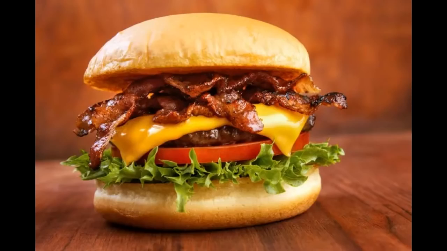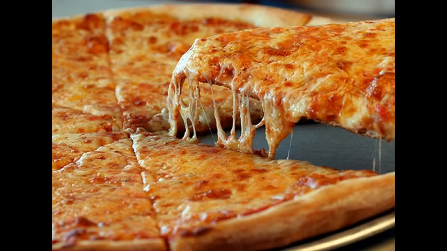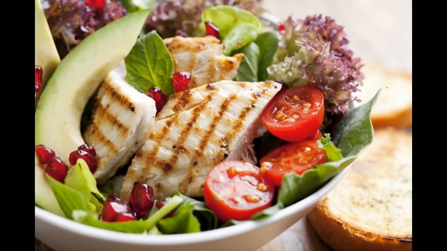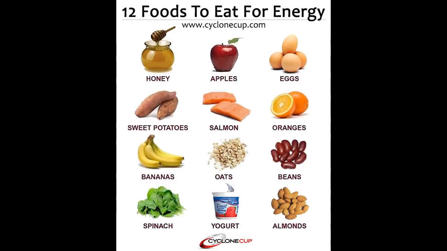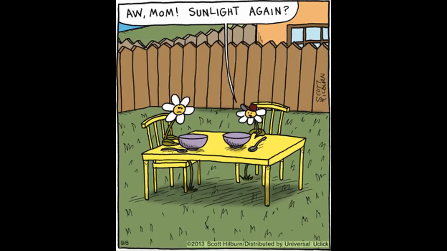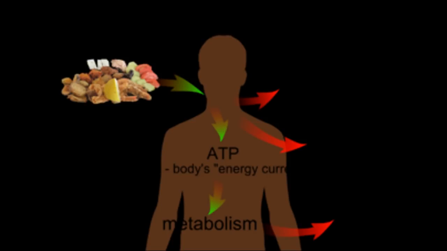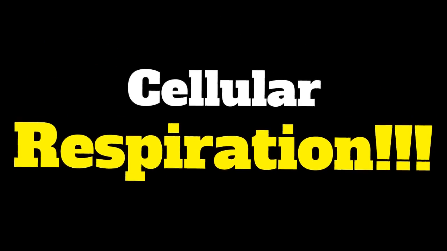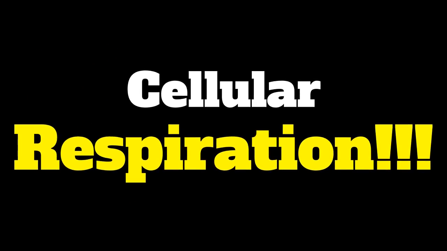This kind of food. Or this kind of food. Or even this kind of food. Gives us the energy we need. But regardless of whether we eat our food like animals, or perform photosynthesis to make our own food like plants, all living things have to be able to release the energy that's trapped within their food. And that happens during the process of cellular respiration.